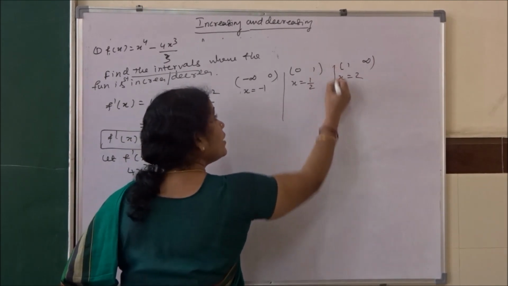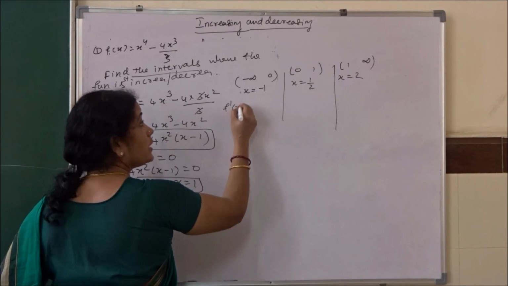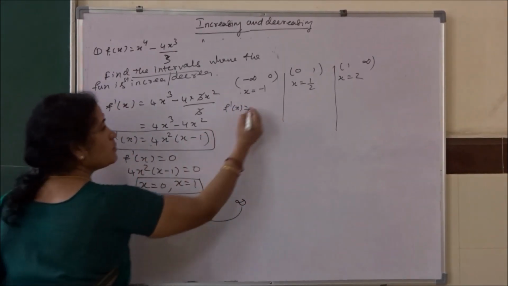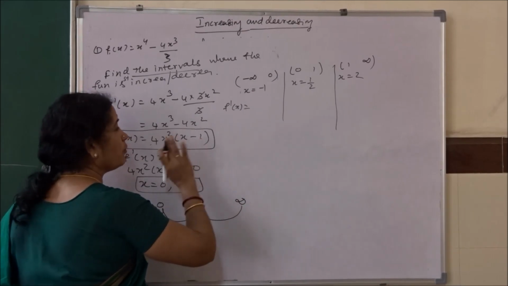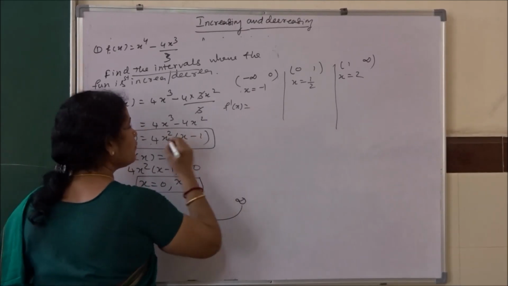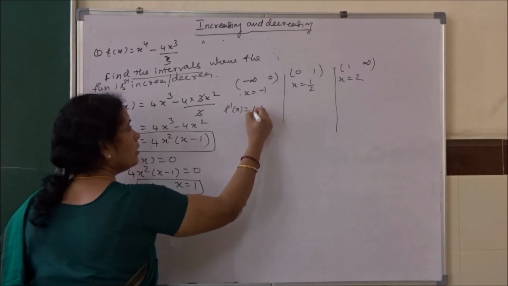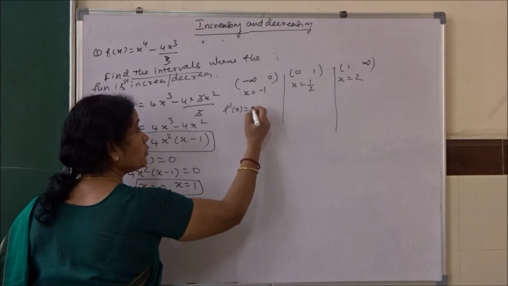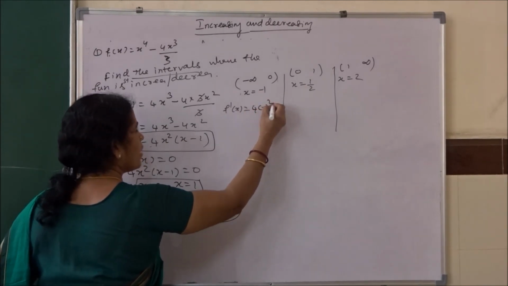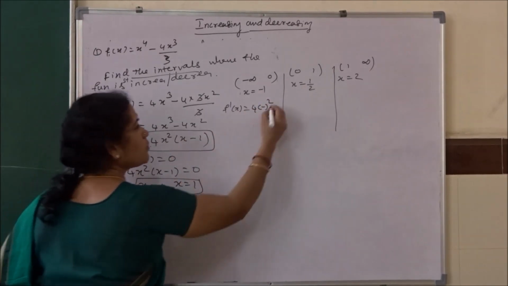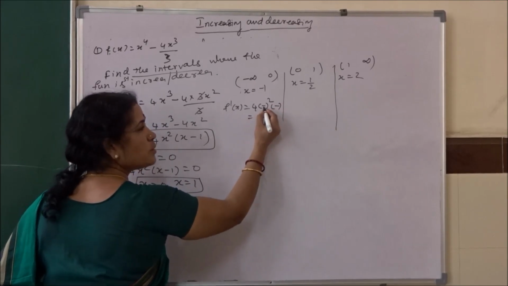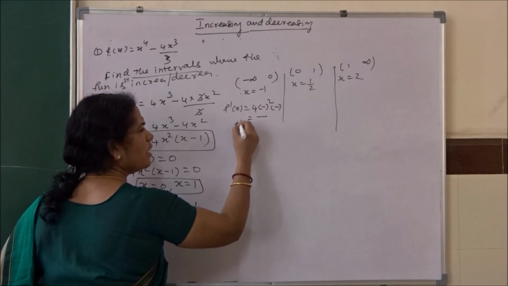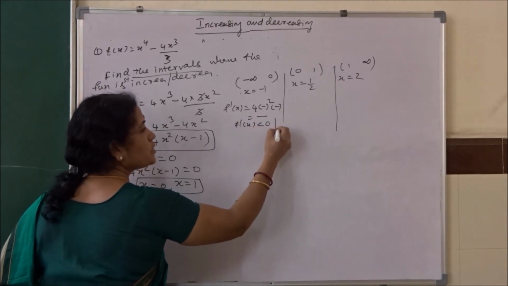Now substitute in f dash of x. Am I correct? That is what the definition is saying. Now replace here, f dash of x at minus 1. I need positive or negative, I don't want the value. See, this is a 4, which is positive, x square is positive, and minus 1 makes the other factor negative. So this is positive, this is negative, the total is negative, that is f dash of x less than 0, that means decreasing.